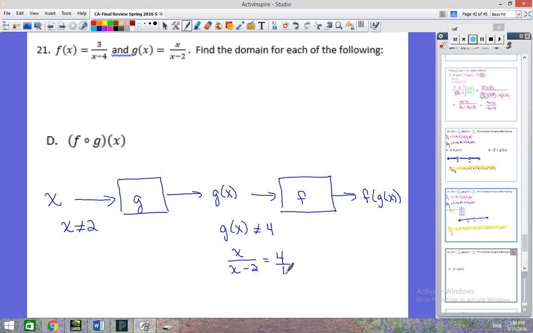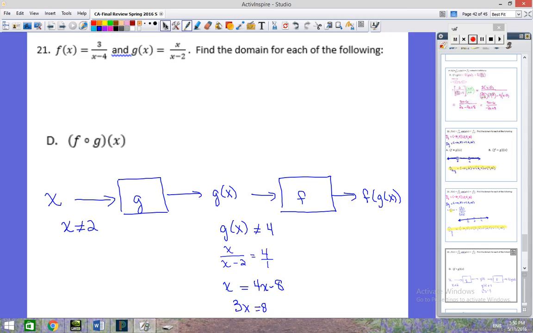I'm going to write 4 as 4 over 1, and I have a proportion here, a fraction equal to a fraction. One technique to solve proportions is to cross multiply. So along one diagonal, I get x. X times 1 is just x. And along the other diagonal, 4 times x minus 2 is 4x minus 8. So if I add 8 to both sides and subtract x, I get that 3x is equal to 8.